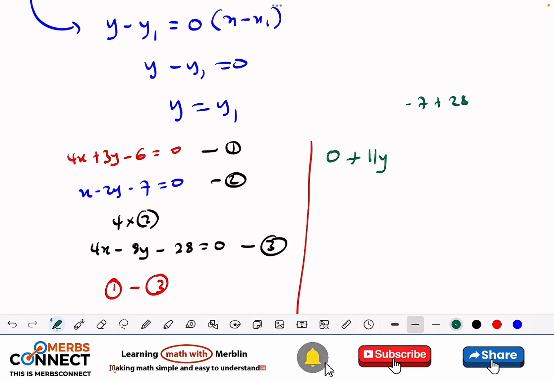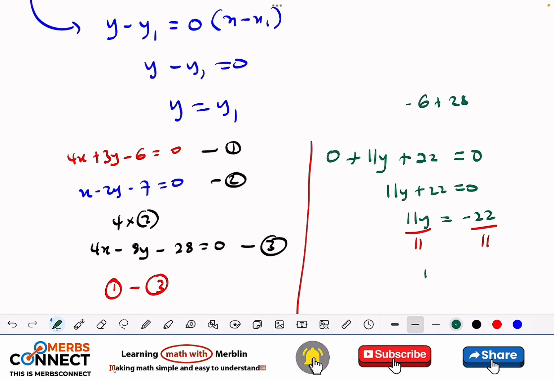So this is going to give us, I think, is it 21 or 22? Oh, oops. We are using this one. So minus 6. So it should be minus 6 here. So this should give us 22 is equal to 0. So let's add it. We are going to have 11y plus 22 is equal to 0, and 11y is equal to minus 22. Let's divide through by 11, and we are going to have y to be equal to minus 2. Good. So that's what we need to do.